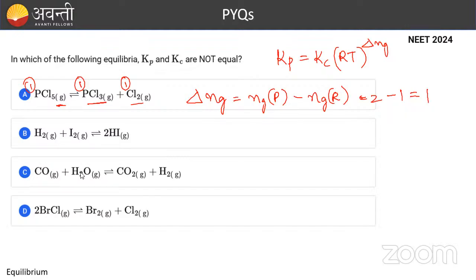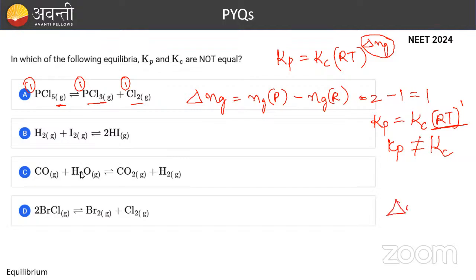So what I have to do? I have to substitute 1 in the place of delta Ng. So Kp is equal to Kc into RT power 1. Okay. So now here Kp and Kc are not equal, right? I will get Kp only if I multiply R and T with Kc. Both of them are not equal because delta Ng is not equal to 0. Only if delta Ng is equal to 0, Kp will be equal to Kc. Okay, keep this in mind. Otherwise, in all other cases, it will not be equal to Kc.